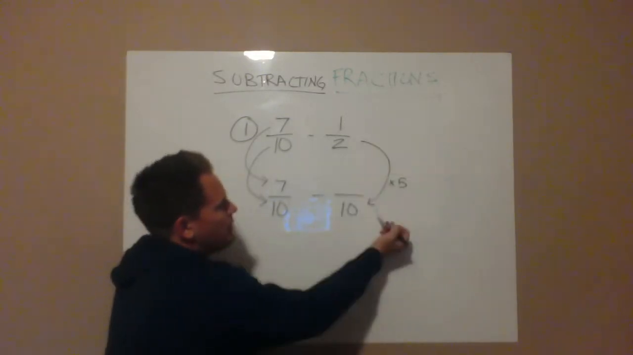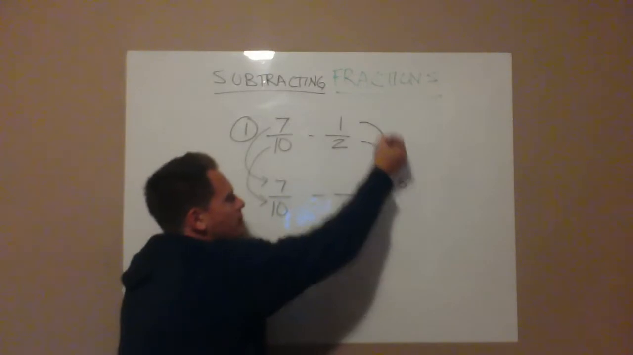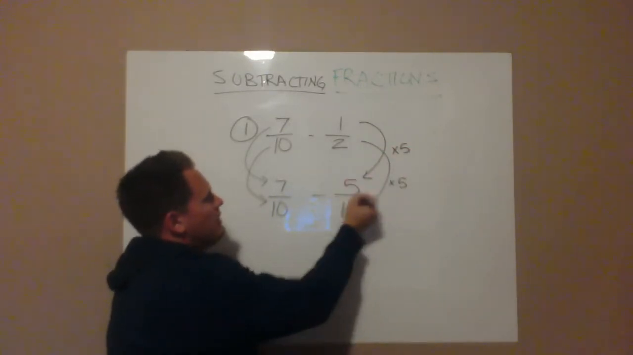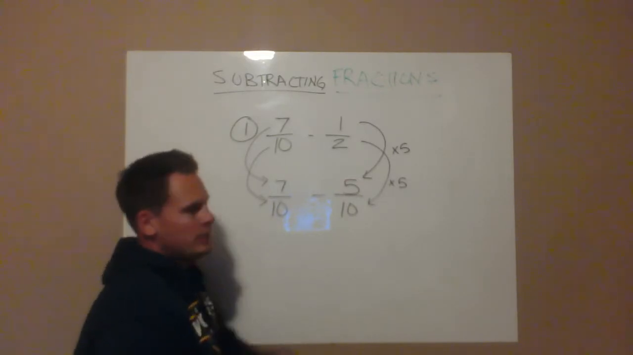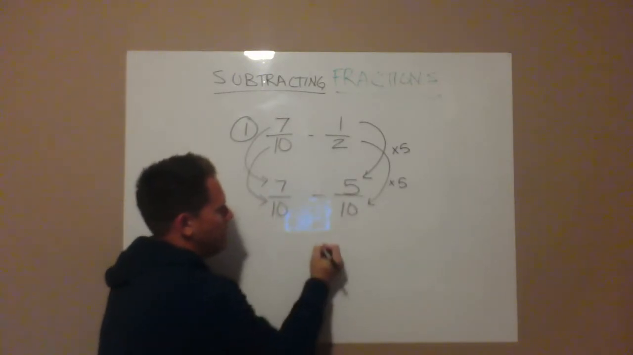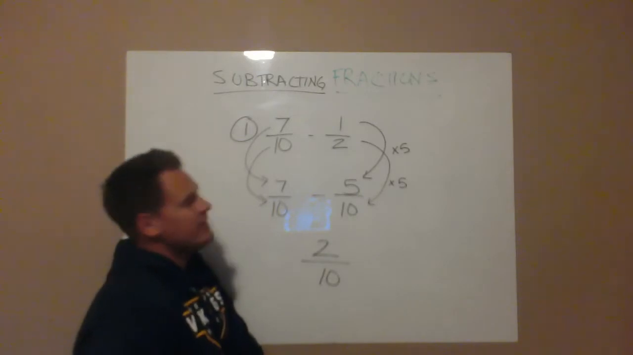So 2 times 5. Again, the rule of equivalency: whatever you do to the bottom, you do to the top, times 5. So we have 7/10 minus 5/10. Again, step 3 says that instead of adding the numerators, we're going to subtract the numerators left to right. So 7 minus 5 is 2. Keep the same denominator. And now it says to simplify.